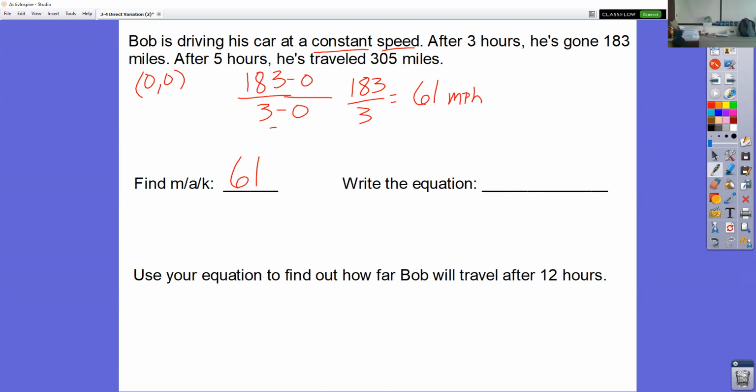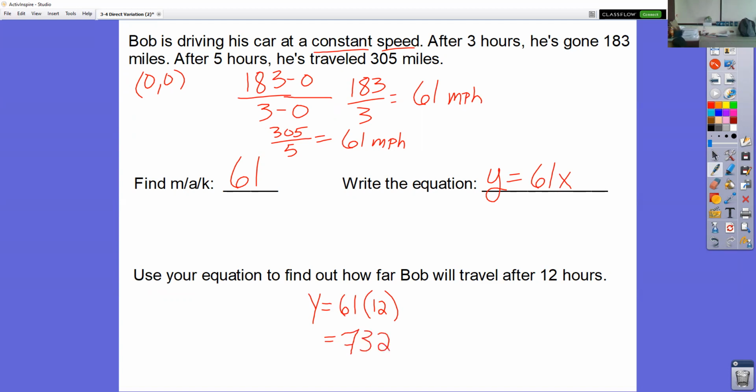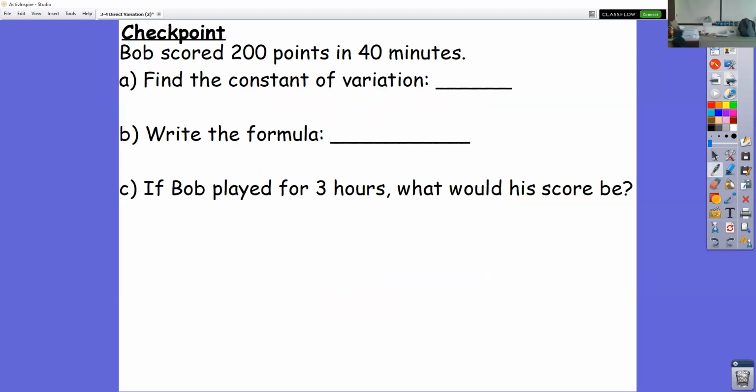And then we could check, because it's saying that he's traveling at a constant speed. Well, 305 miles divided by 5 hours also equals 61 miles per hour. So our equation would be y equals 61 times x. And then use your equation to find out how far he would travel after 12 hours. Well, we would have y equals 61 times 12 hours, and that would equal 732 miles.